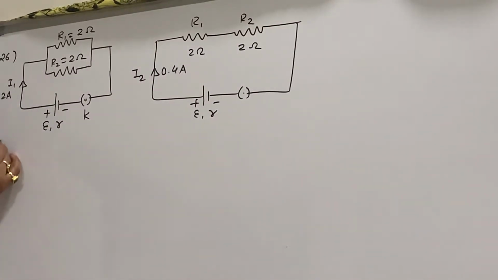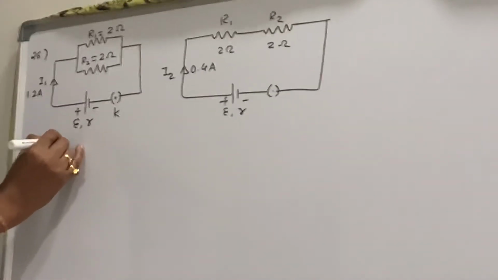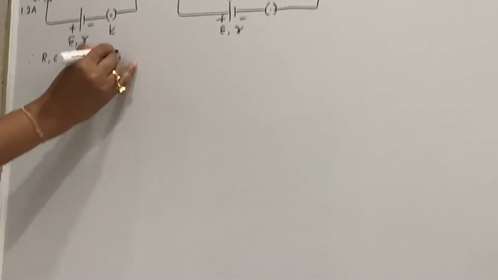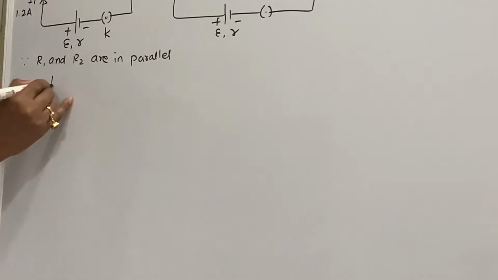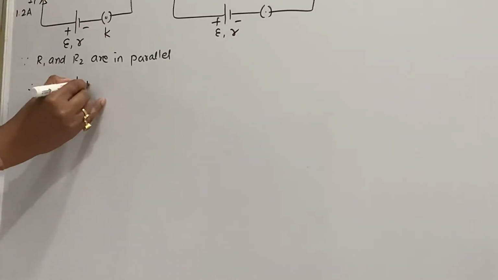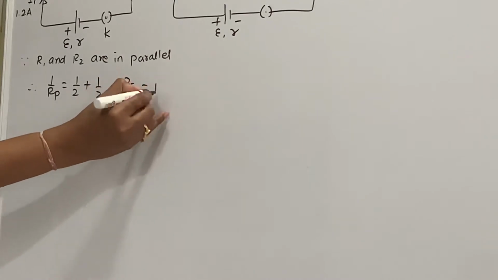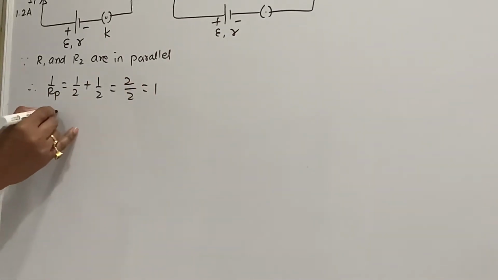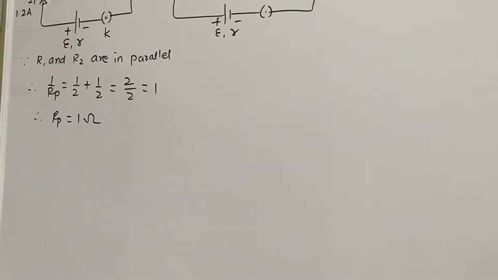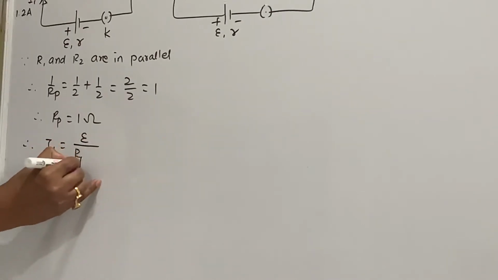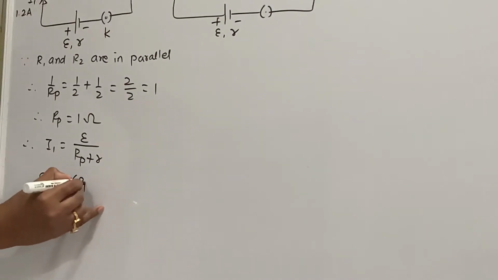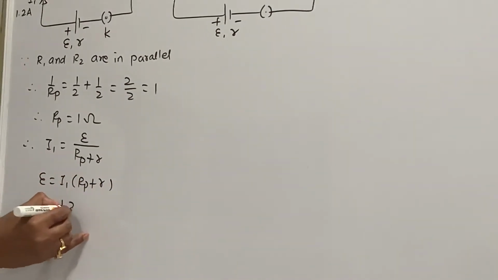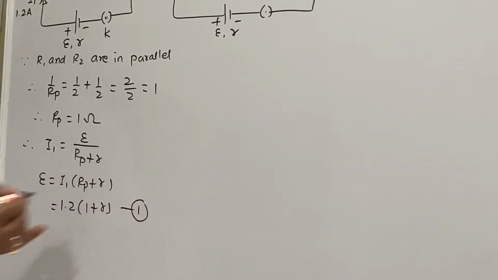Now, right here, since R1 and R2 are in parallel, I can write therefore 1 by Rp is equal to 1 by 2 plus 1 by 2, which is 2 by 2, which is equal to 1. So I can write here Rp is equal to 1. Therefore I1 is EMF upon Rp plus small r. So E is equal to I1 into (Rp plus small r). I1 is 1.2, this is (1 plus small r), equation number 1.